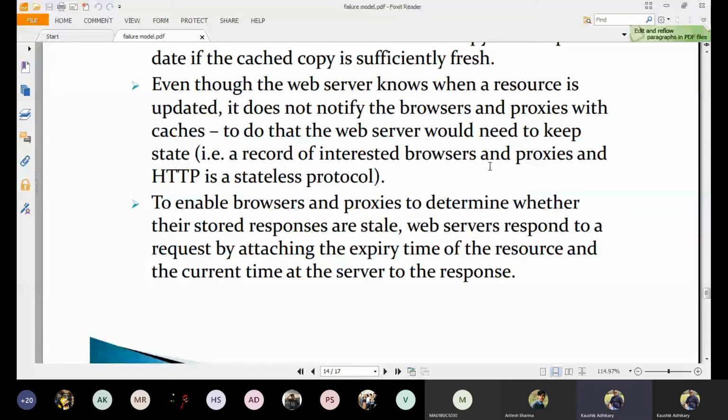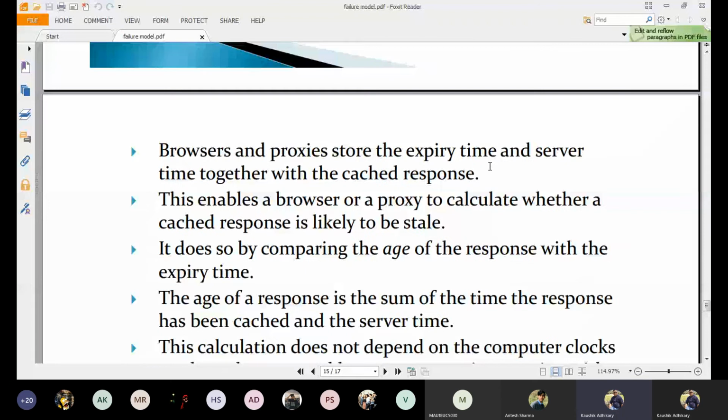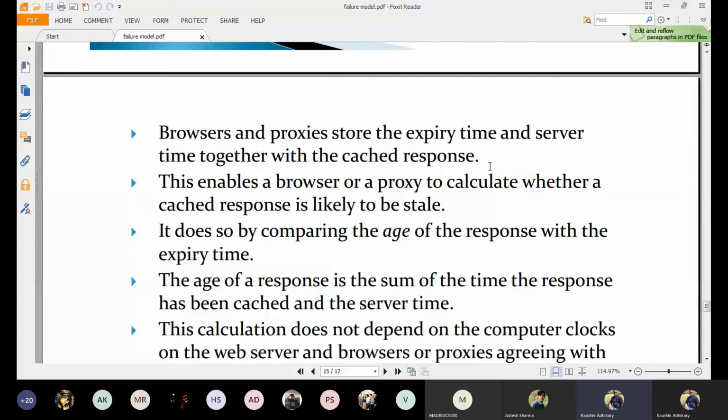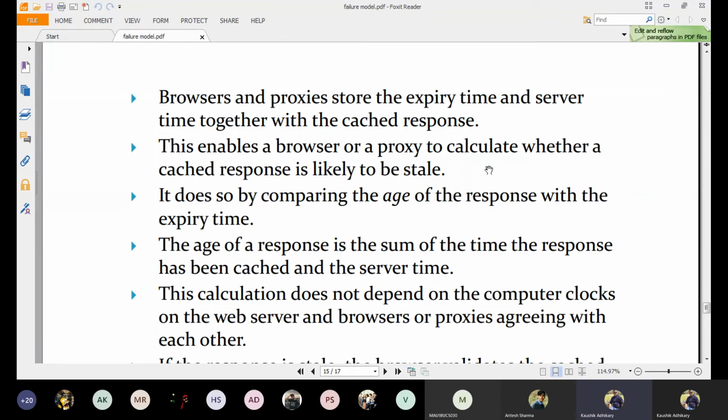Browsers and proxies store the expiry time and server time together with the cached response. This enables a browser or proxy to calculate whether a cached response is likely to be stale. It does so by comparing the age of the response with the expiry time. The age of a response is the sum of the time the response has been cached and the server time.